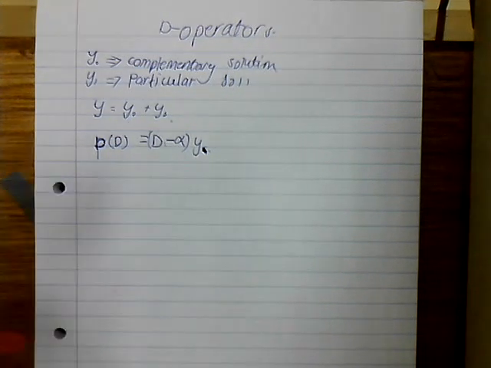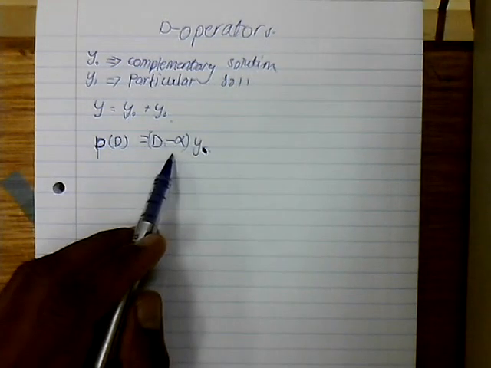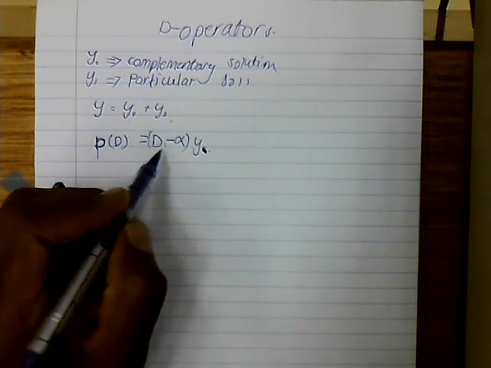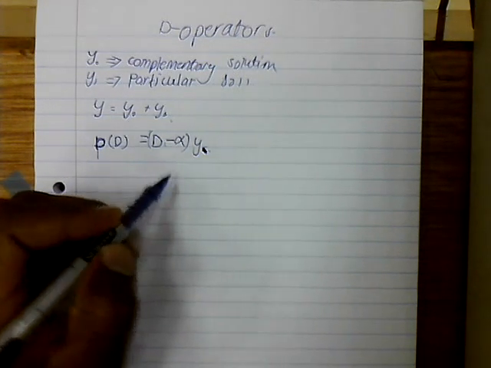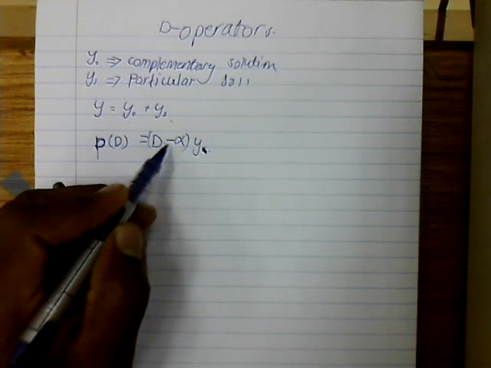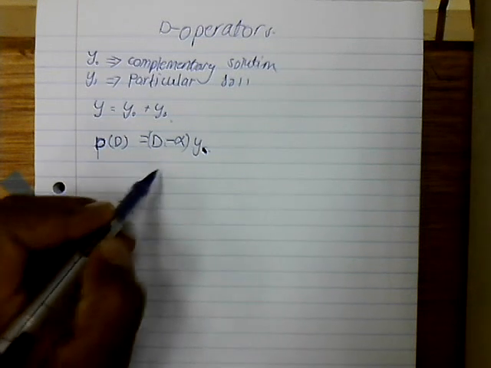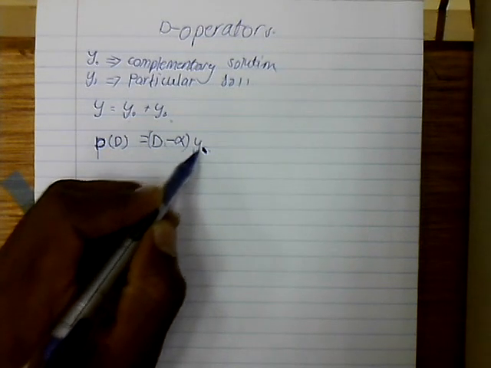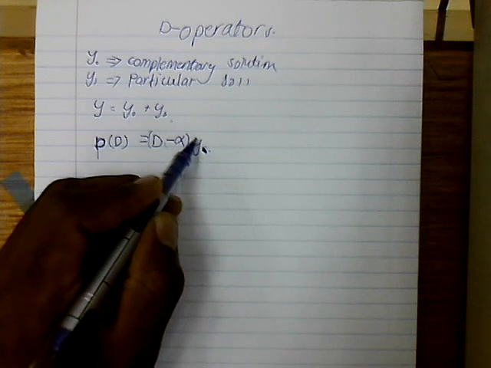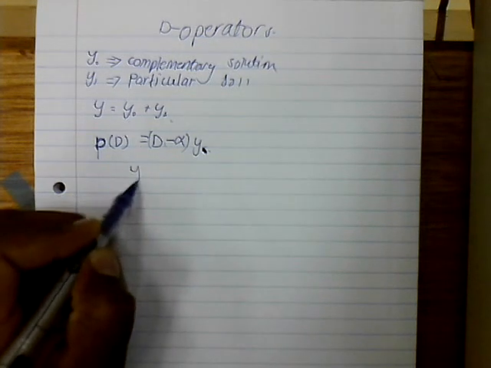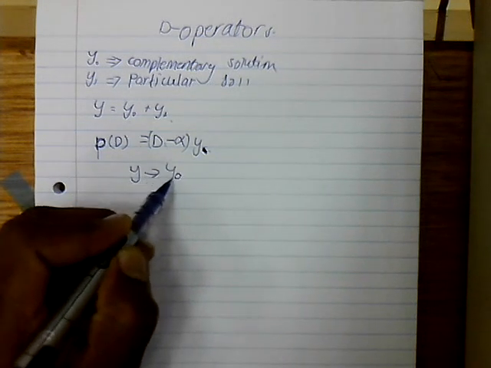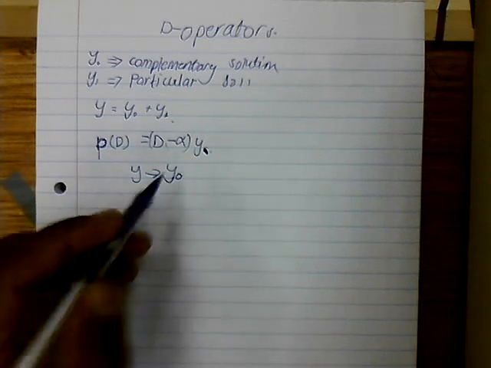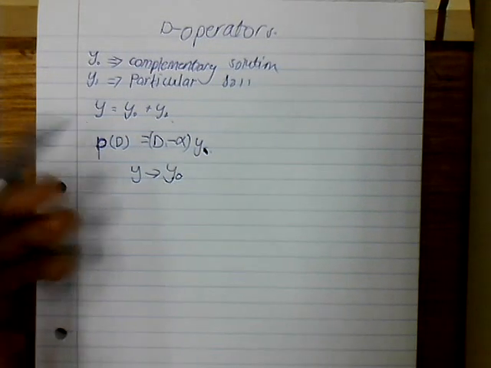If we want to find the complementary solution of this, we are going to equate this here to 0, and as equating this to 0, it makes this y here go to y naught. It's a complementary function. We equate our operator to 0. Okay.